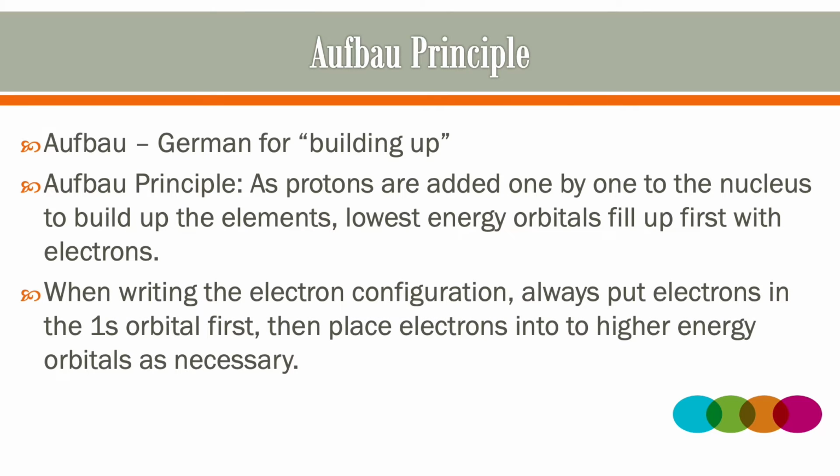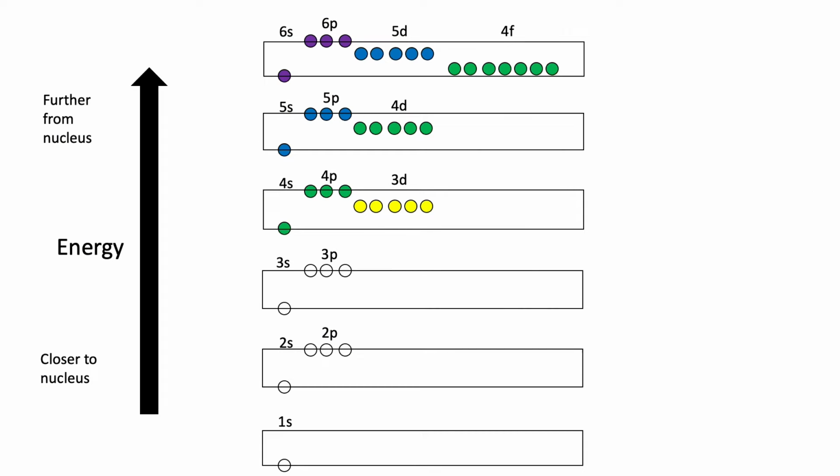This means that when writing the electron configuration, always put electrons in the lowest energy orbital first, the 1s orbital. Then place electrons into higher energy orbitals as necessary. This is an energy level diagram we built in an earlier video using the quantum number rules. When writing electron configurations, place the electrons in the lowest energy orbital first, then add electrons into higher energy orbitals as necessary.